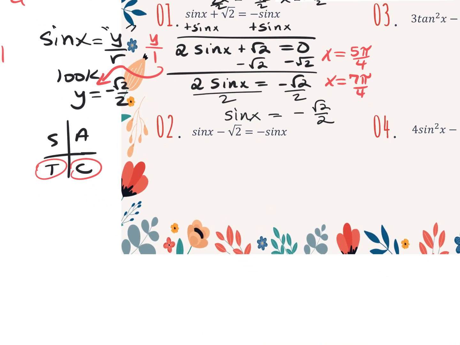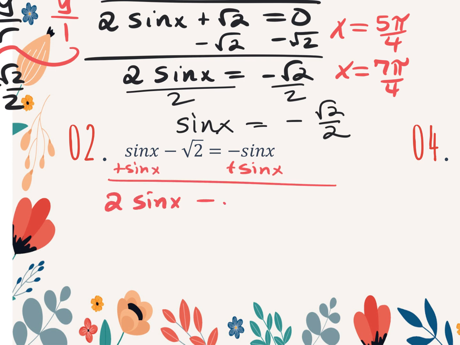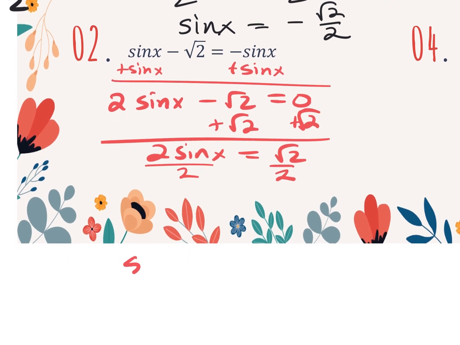So for number 2, again, we want to isolate the trig function. So I'm going to go ahead and add sine x to both sides. And I get 2 sine x minus root 2 equals 0. I need to get the 2 sine x by itself. 2 sine x equals the square root of 2. Divide by 2. And now I have sine of x is equal to positive square root 2 over 2.